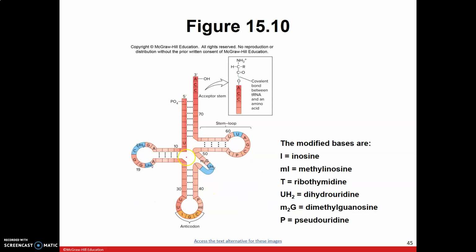So this is a stem and this is a loop. The 3' end is the acceptor stem, and the acceptor stem is where you're going to see the bond between the transfer RNA and the amino acid, okay? When the amino acid is added onto the 3' end, that's called tRNA charging, okay? I'm writing with my mouse again because I still don't have batteries.